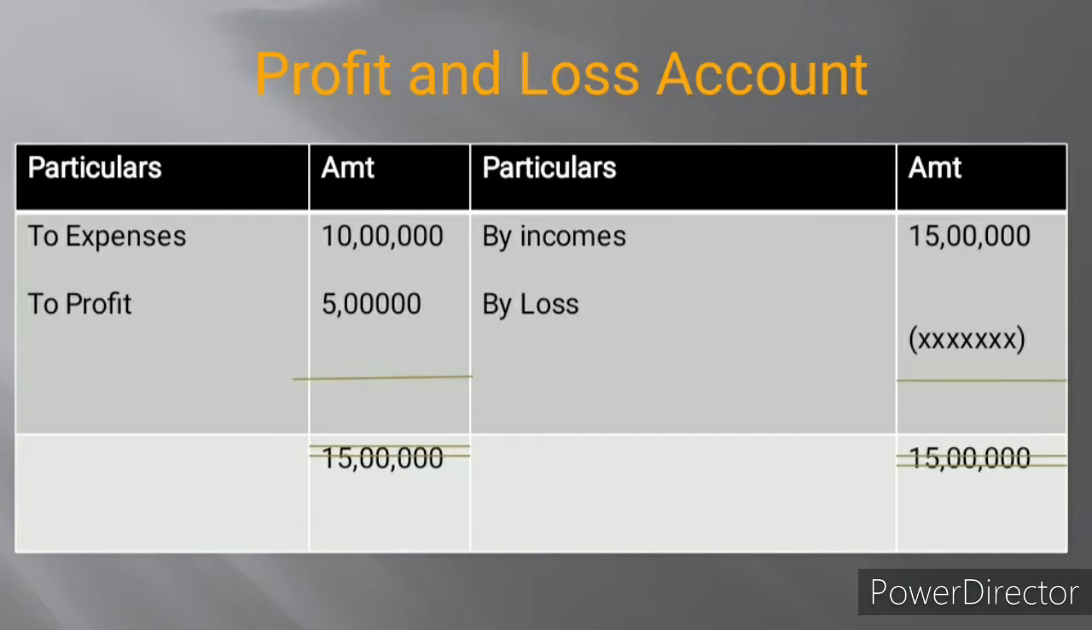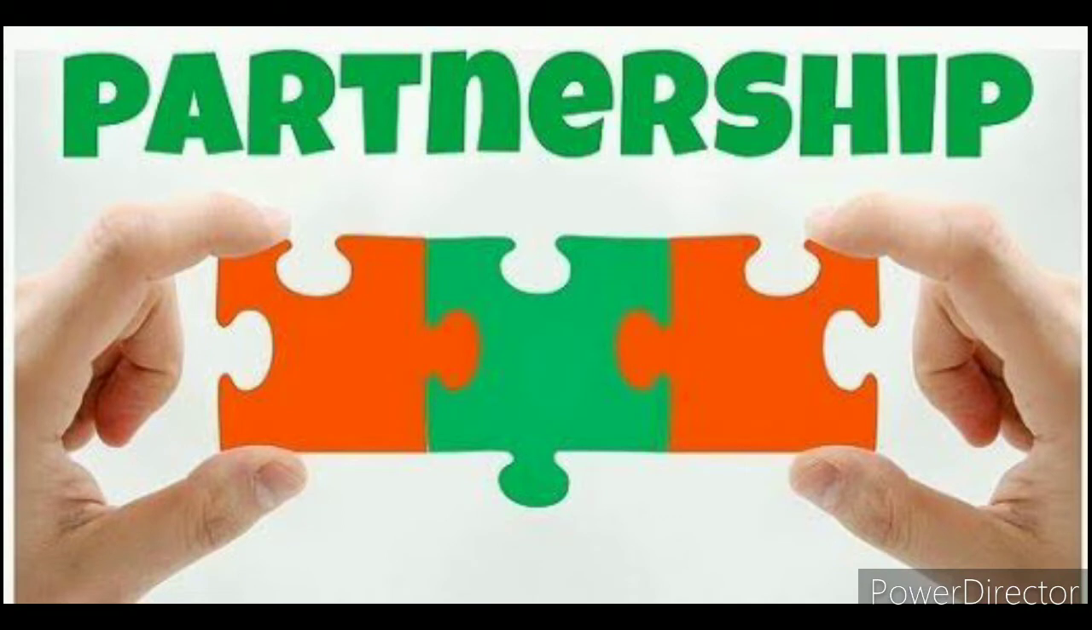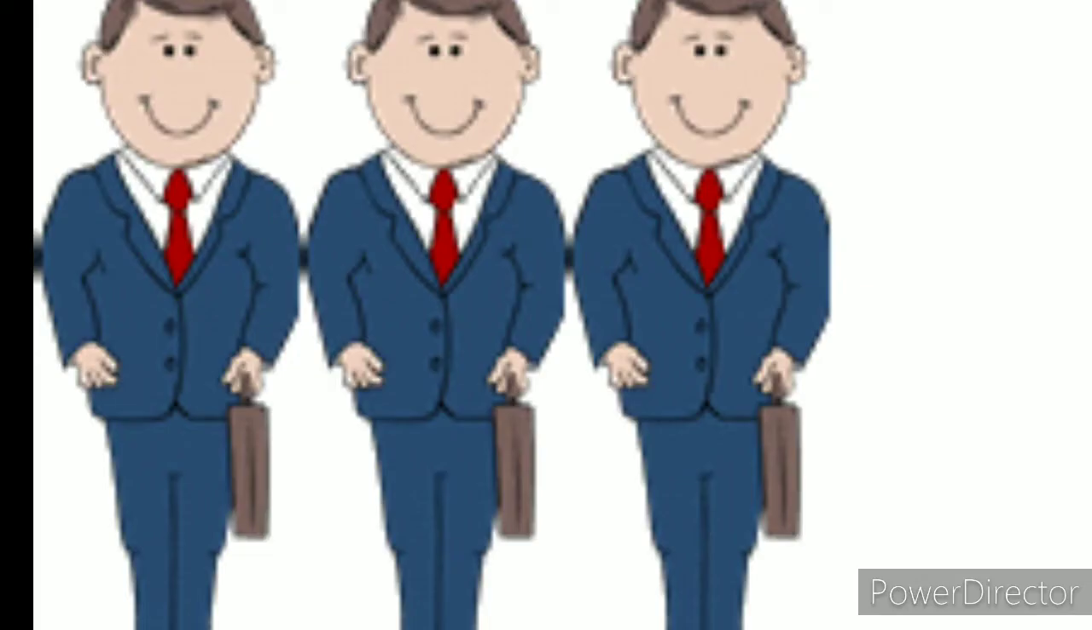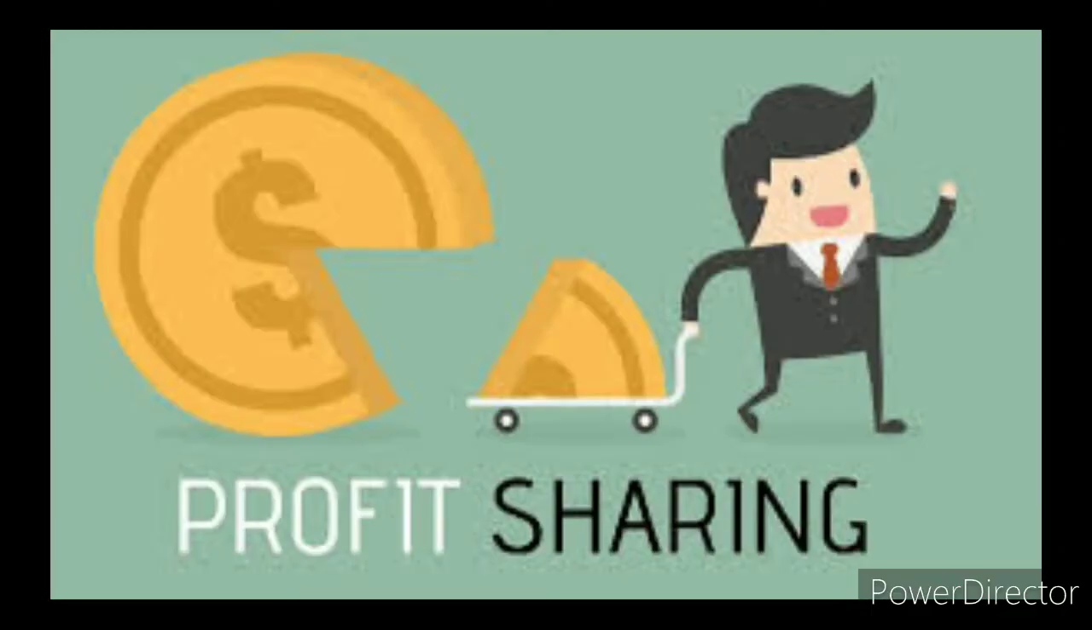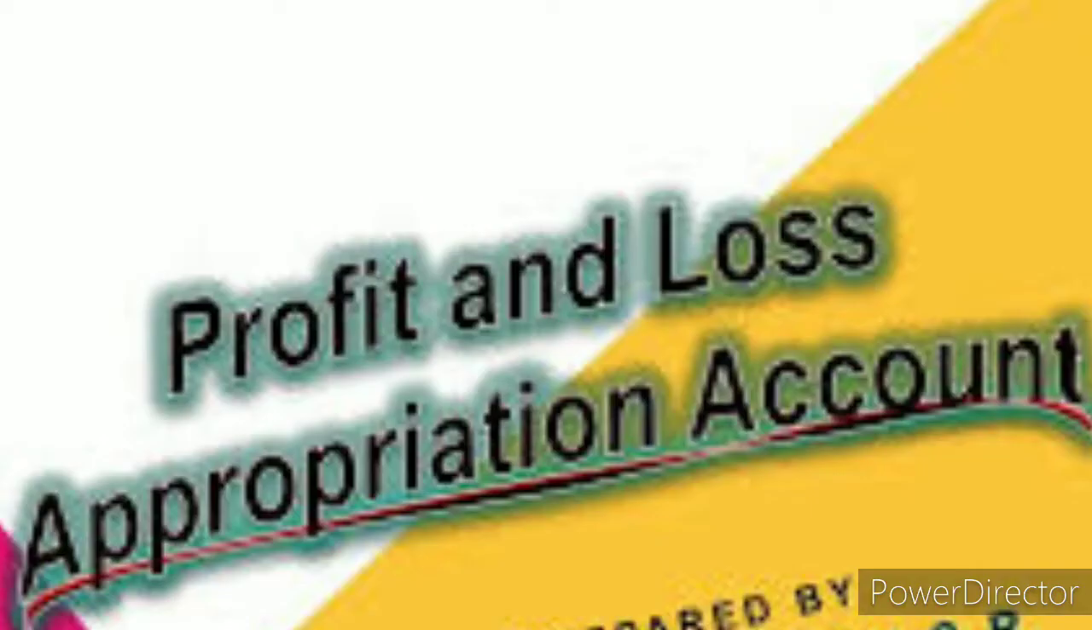What happens now in class 12th? You are studying partnership. So in the partnership, the partners would like to share this profit among themselves. When more than one person works together, whatever profit they get, they share it among themselves. So this profit is to be distributed among partners and an account is to be prepared to distribute this profit. We call it profit and loss appropriation account.